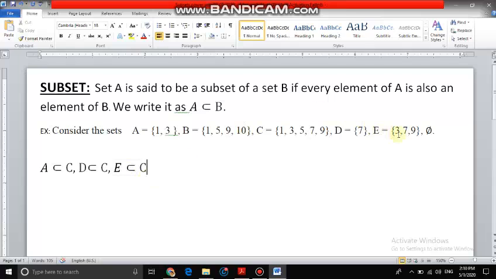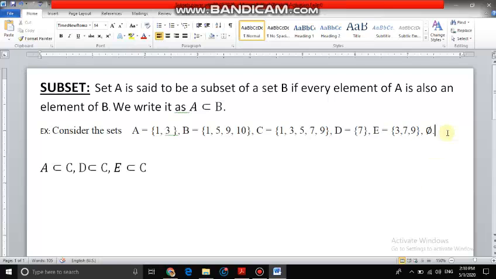Now what about the empty set? By default, the empty set is a subset of each and every set. So I can say the empty set is a subset of A, the empty set is a subset of B, the empty set is a subset of C, the empty set is a subset of D, as well as the empty set is a subset of E also. Okay, the empty set is a subset of everything.